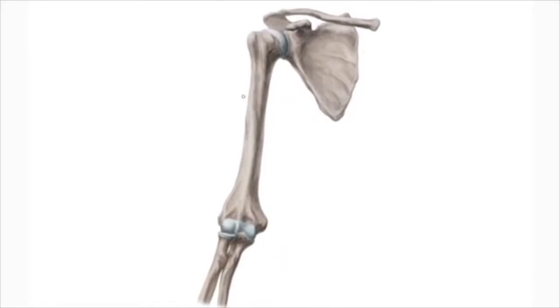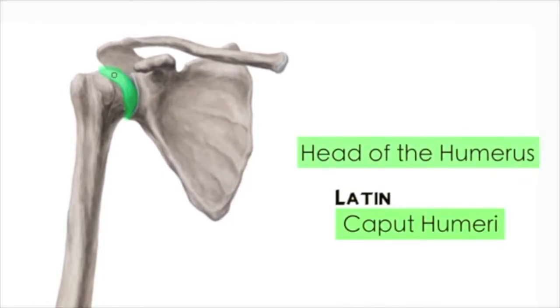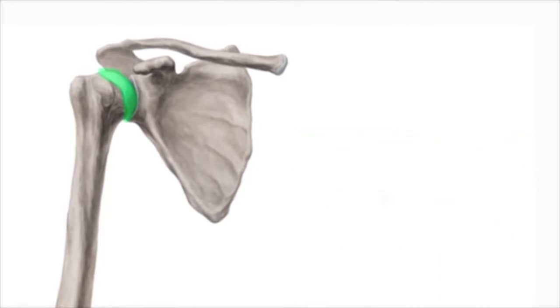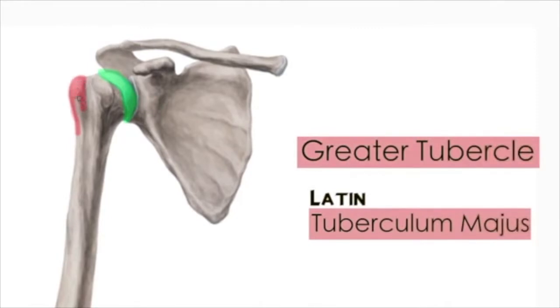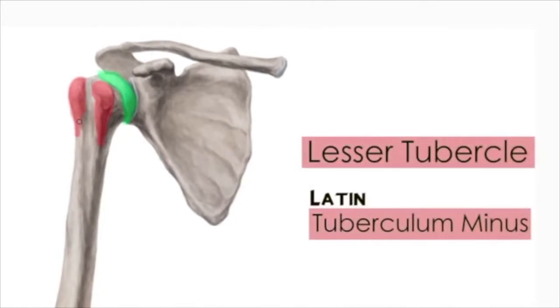So we are looking at the anterior view of the humerus, and the first structure that you can clearly see here is the head of the humerus, and I'm highlighting it so you can see that it's articulating here with the glenoid cavity of the scapula. Now laterally you can see this prominence known as the greater tubercle, and medially you'll find another, smaller prominence, known as the lesser tubercle.